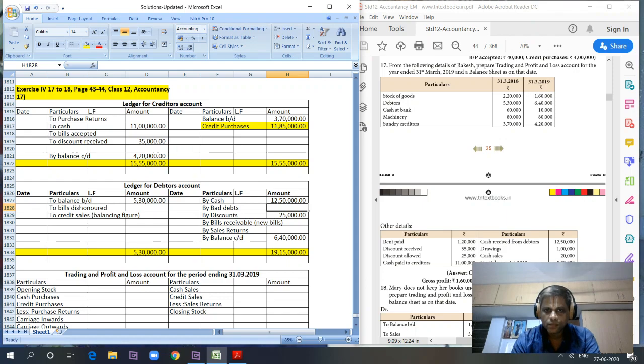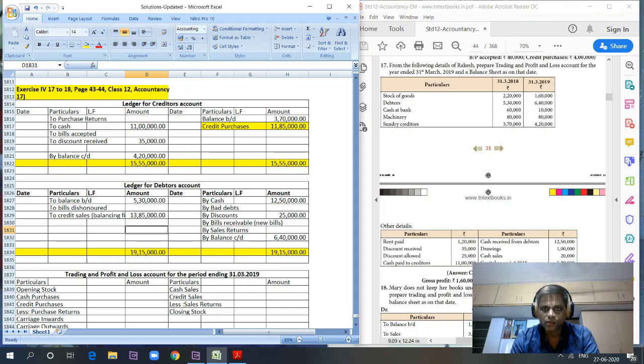Any other information? No. So the total credit sales is equal to 19 lakhs 15,000 minus 5 lakhs 30,000. Total credit sales is equal to 13 lakhs 85,000.